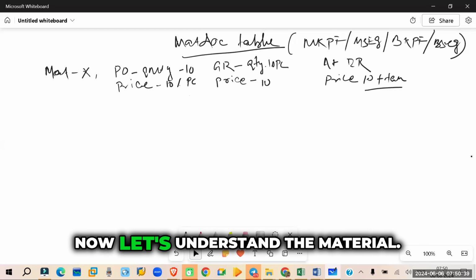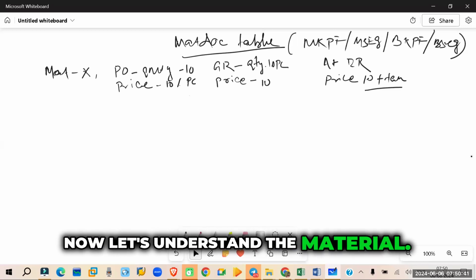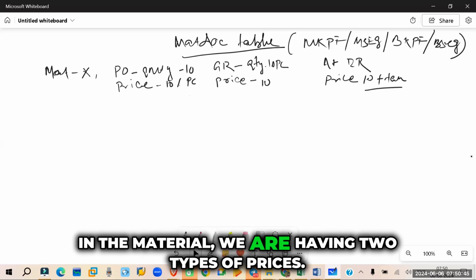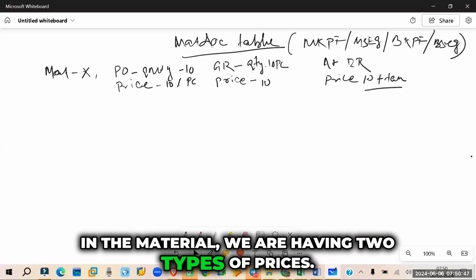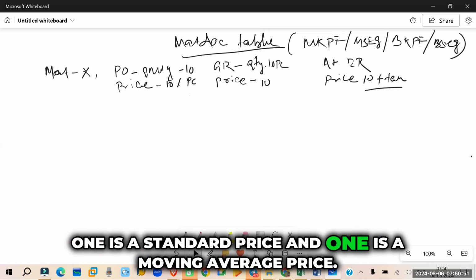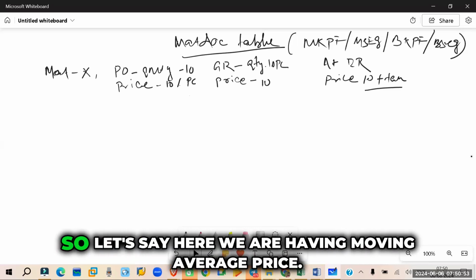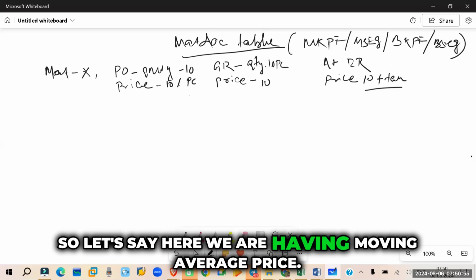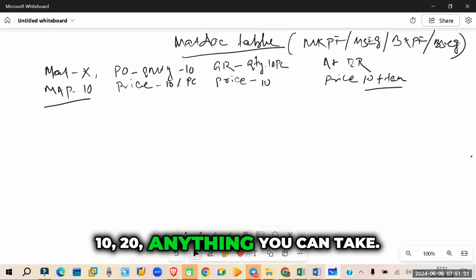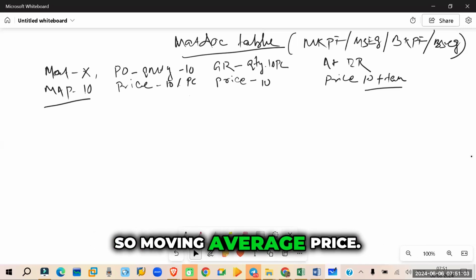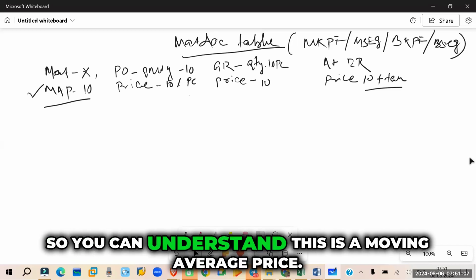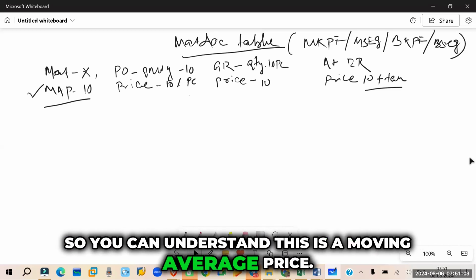Now let's understand the material. In the material we have two types of prices: one is the standard price and one is the moving average price. So let's say here we have a moving average price of 10, or 20, anything you can take. Many people may say MAP, so you can understand this is the moving average price.